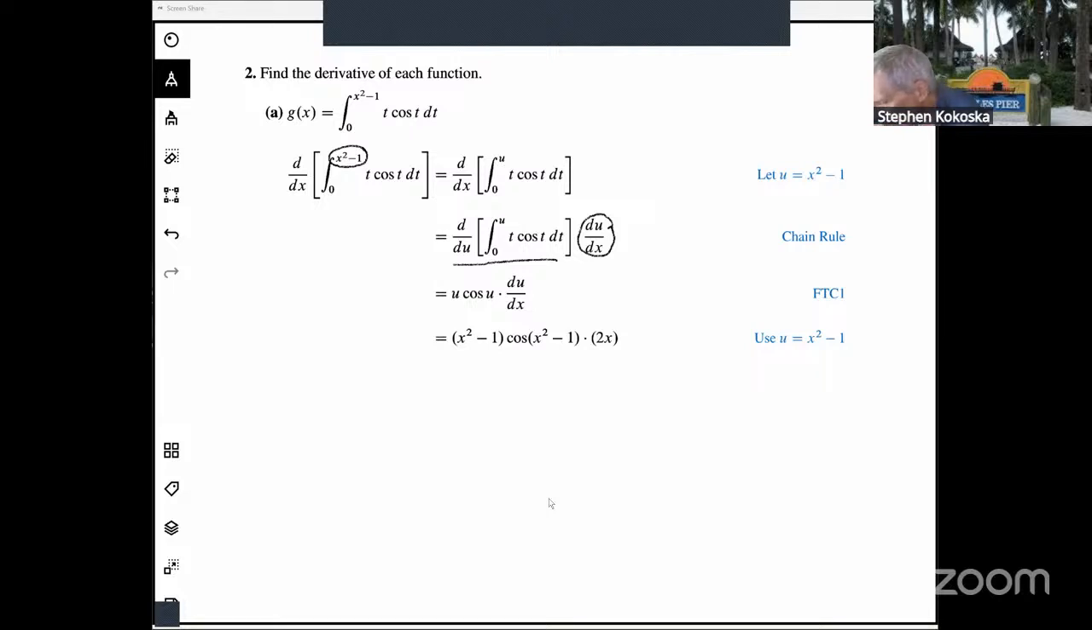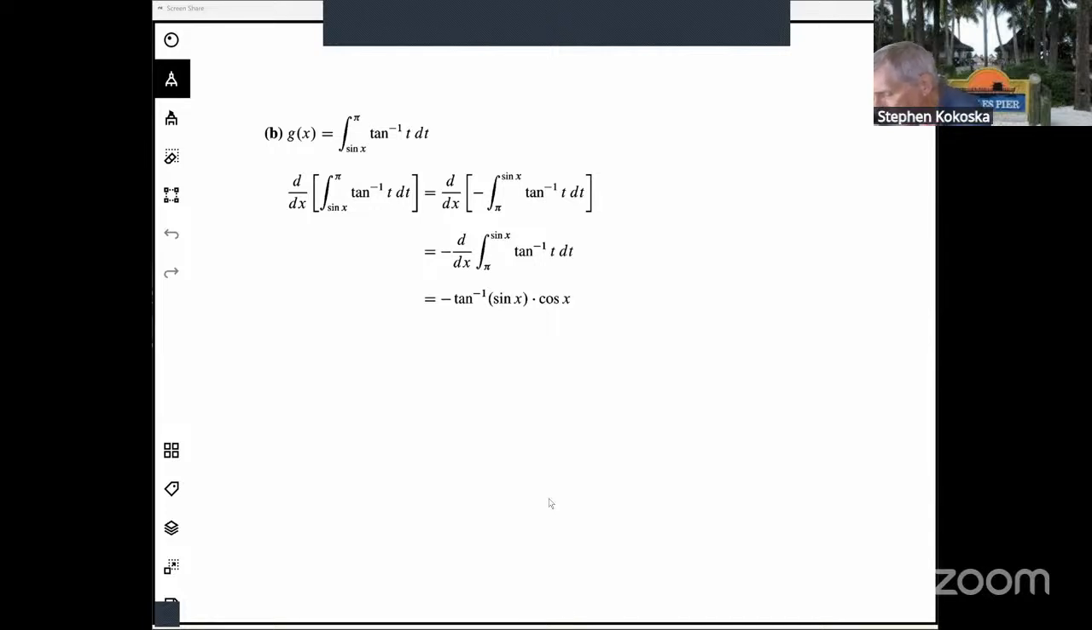And let's see, the derivative of this function with respect to u, that's the fundamental theorem of calculus. That would just be this integrand evaluated at u. So it's u cosine u, again, times the derivative of u with respect to x, chain rule. And then to finish this off, I'm just going to substitute back in for my expression for u, which was x squared minus 1. And I took the derivative of u with respect to x, which was 2x. I'm sure there's probably a little bit of simplification or some other ways that I could write that expression, but that's pretty good. Let's try another one.